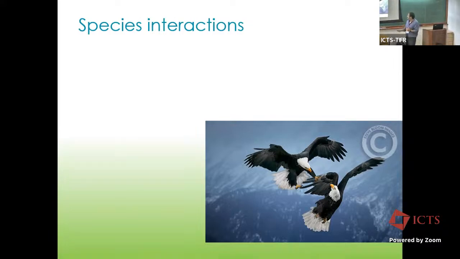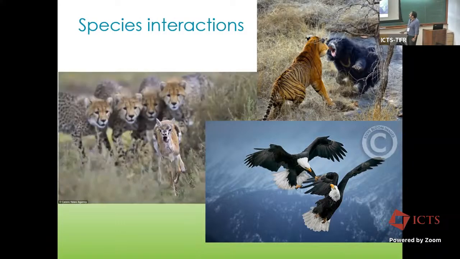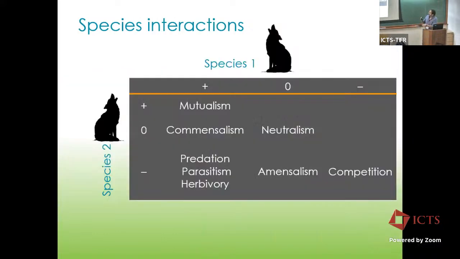So you can have different kinds of species interactions. You can have competition within the same species, so intraspecific competition. You could have competition between species, that's interspecific competition. You could have predation, where a particular predator has an influence on its prey species. So all of these have an influence.